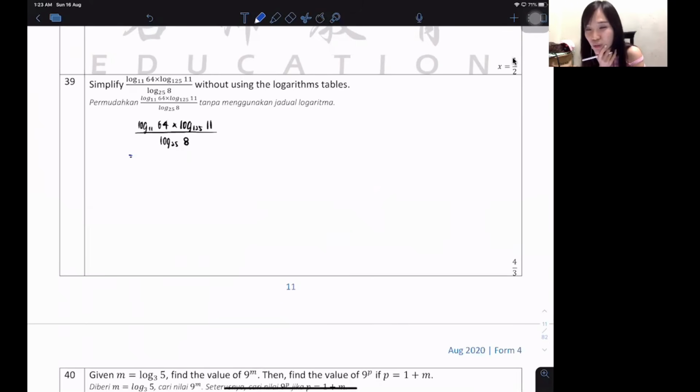Then guys, how do I do this question? I repeat again. Indices of logarithm, logarithm. Start from what? Same base. Look, base 11, base 125, base 25. Wow, all of them different. Isn't it you guys want to make them same base? What base you guys suggest me?